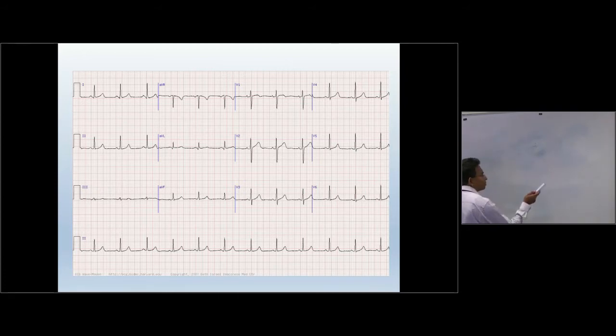Then, if you can't see the board, you might move into the corner. Can you see the board? Yeah, you can see the board, isn't it?